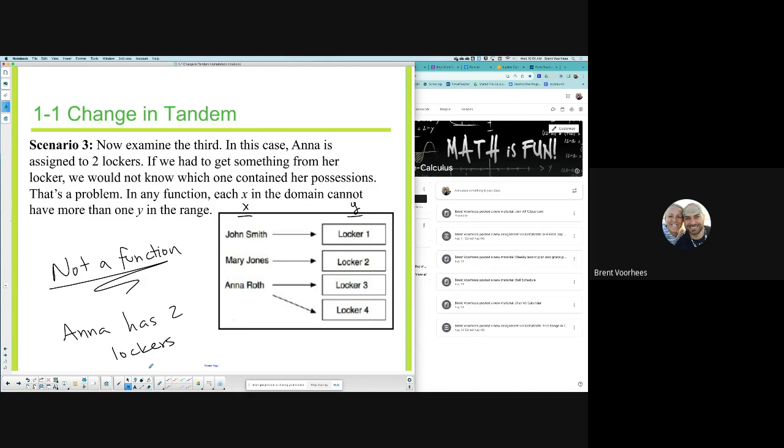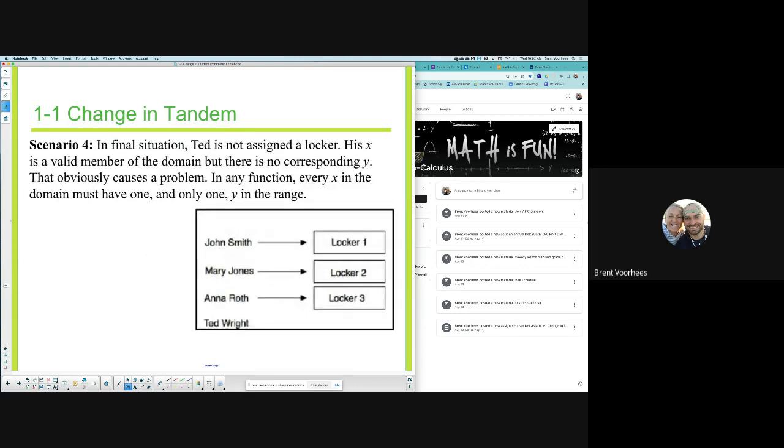All right. And I believe I have one more scenario using lockers here. I'm going to let you think on this one while I just write out the stuff. So I'm going to do a countdown. It's either a function or not a function. 5, 4, 3, 2, 1. Function. Ooh, I hear we're split. Does every x have one and only one y? Yeah. No. Ted has? None. No y's. So not a function. Ted does not have a locker. Poor guy.